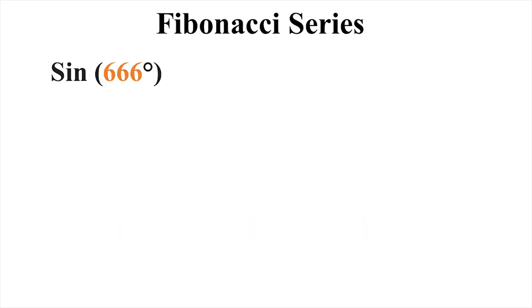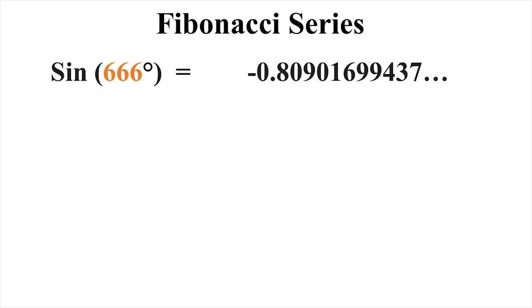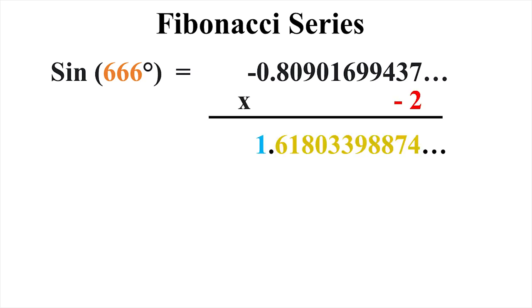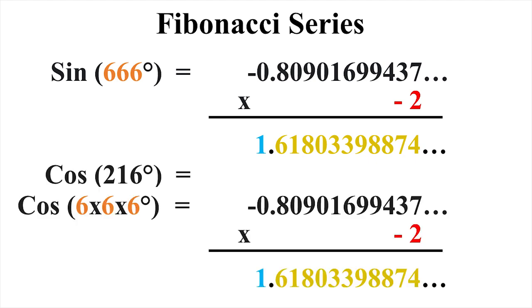You can also take the sine of an angle, 666. That gives you negative 0.80901699437, which if you multiply it times negative 2, it comes out to phi. You can also take the cosine of 216 degrees. 216 is 6 times 6 times 6. And that will also give you negative 0.80901, on and on and on, which you can multiply times negative 2 and get phi.